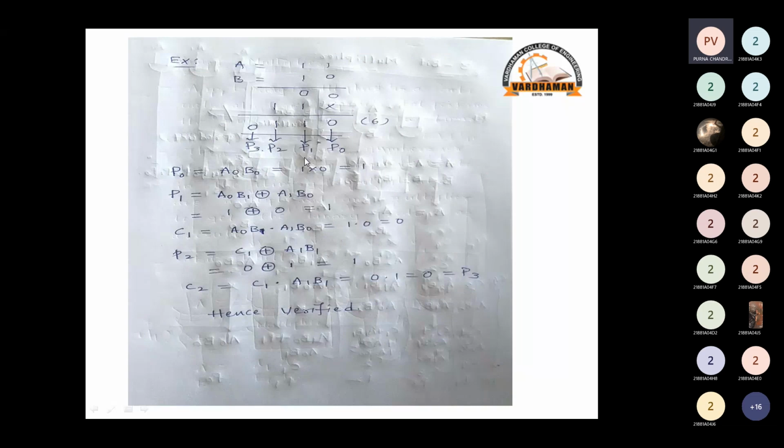Okay, so this is the example: 11 and 10. When we multiply 11 by 10, this is 3 and this is 2. When we multiply 3 by 2, that is 6, which is nothing but 0110. Now we are checking with the circuit whether the circuit is giving the same answer or not. A0 B0 means 1 into 0, that is 0. So P1 is equal to A0 B1 XOR A1 B0, that is 1 XOR 0, which is equal to 1. What is the carry? A0 B1 AND A1 B0, that is 1 into 0, which is equal to 0.